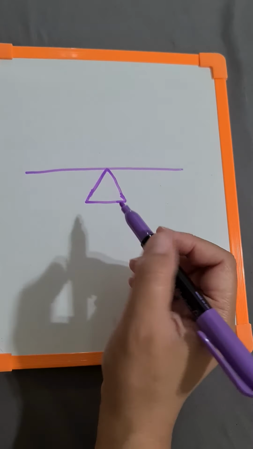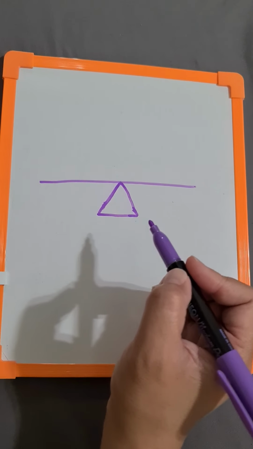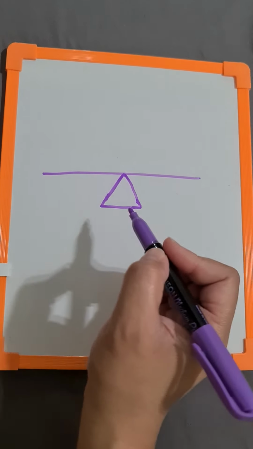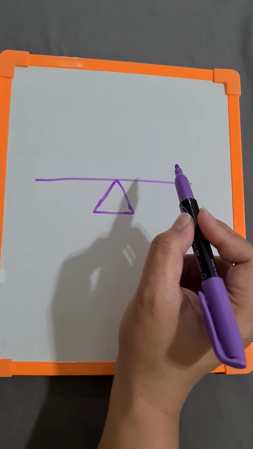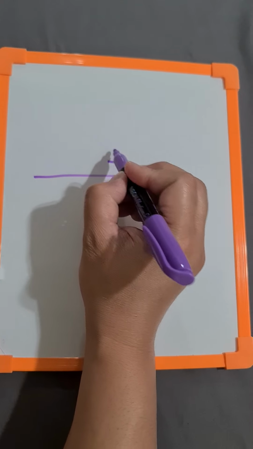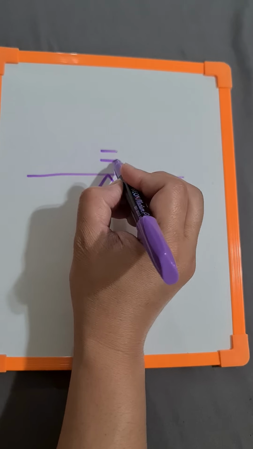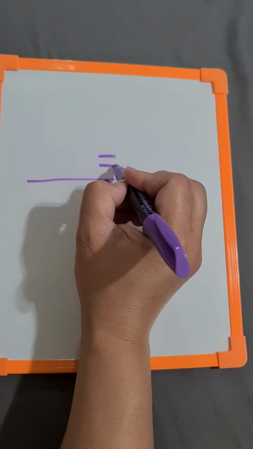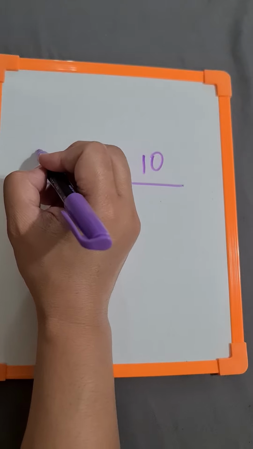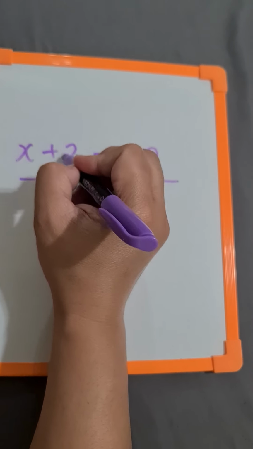So here is an image of a weight scale, or a balance beam, or an equilibrium, right? If the weights are equal on both sides of this beam, then it is going to be straight and balanced. So here we have an equal sign, and we have, for example, 10 on one side, and the other side is x plus 2.